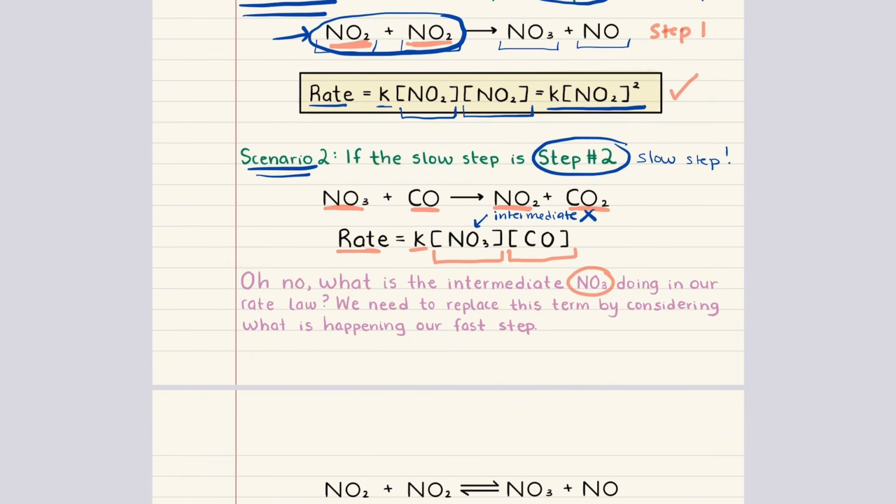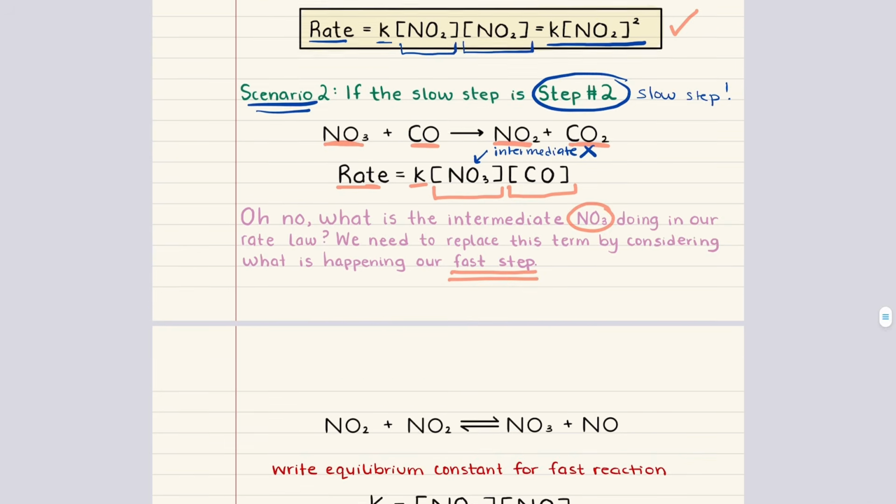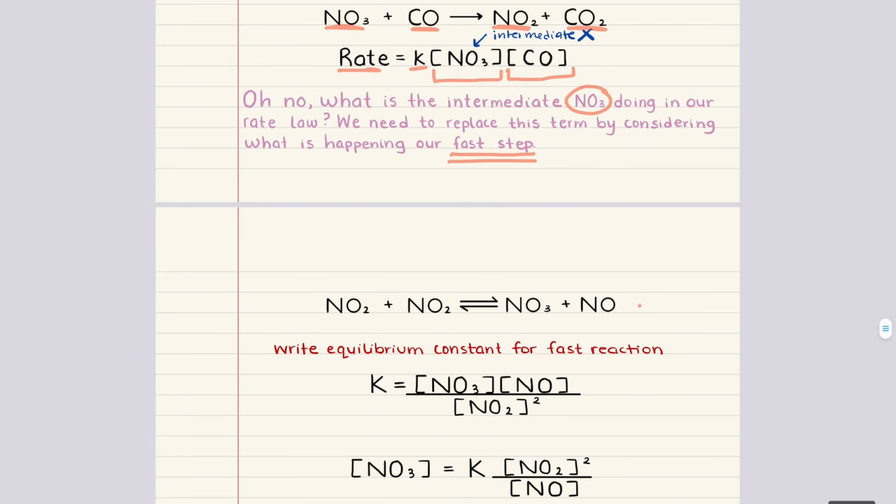The rate law must be written only in terms of species that appear in the overall balanced reaction. So then the question becomes, how do we get rid of the intermediate? To do that, we need to use the fast step. So in this mechanism, we said step two is slow, step one is fast. Step one is fast, and fast steps often act like pre-equilibria, meaning the reactants and the products of that step establish a relationship that we can use.